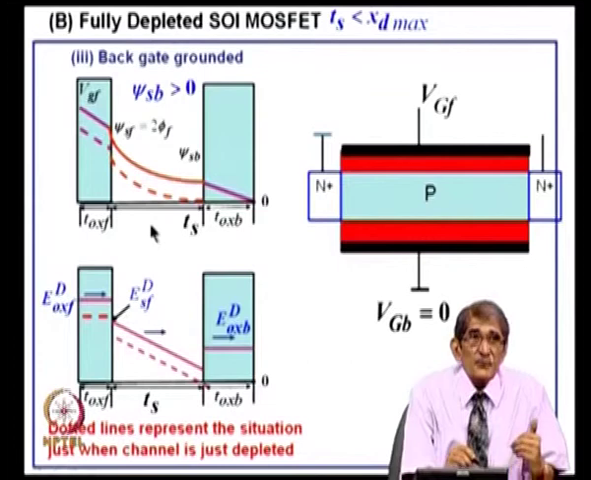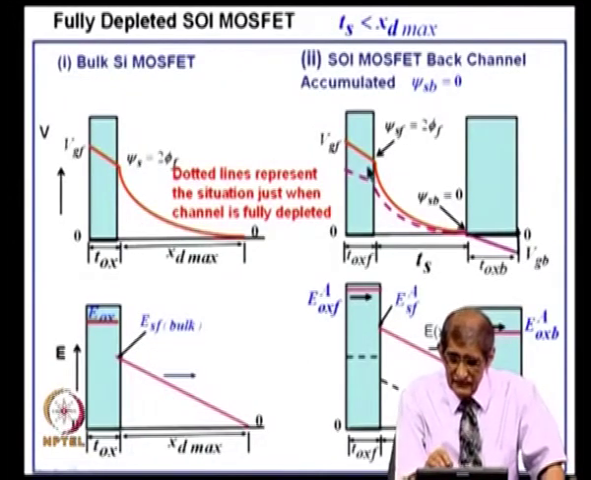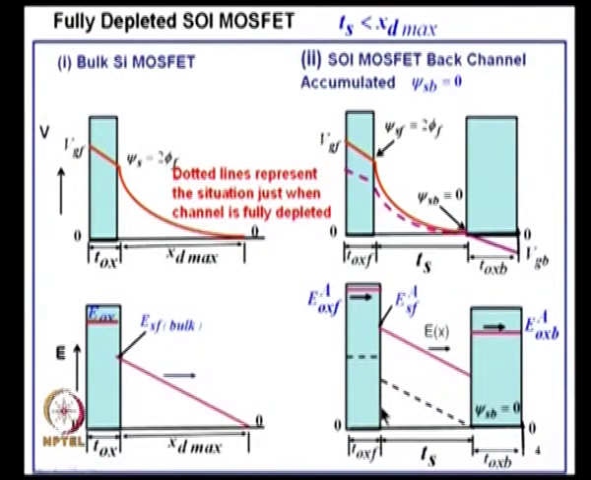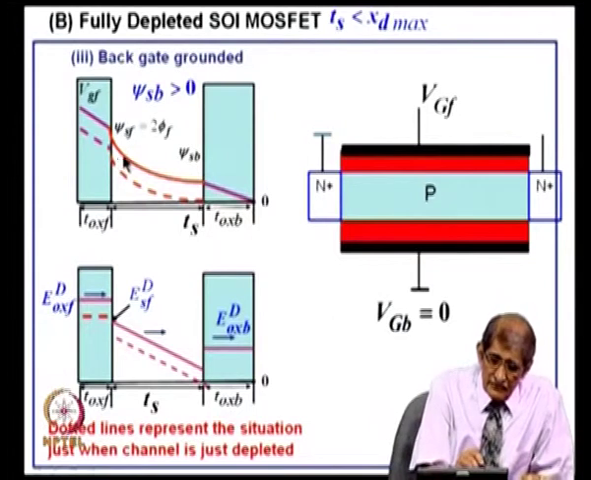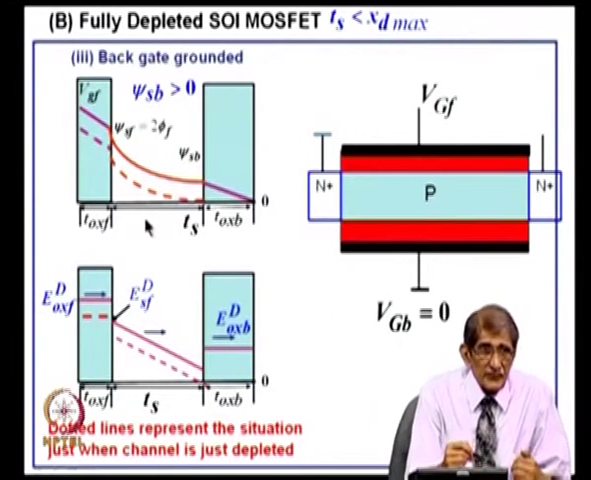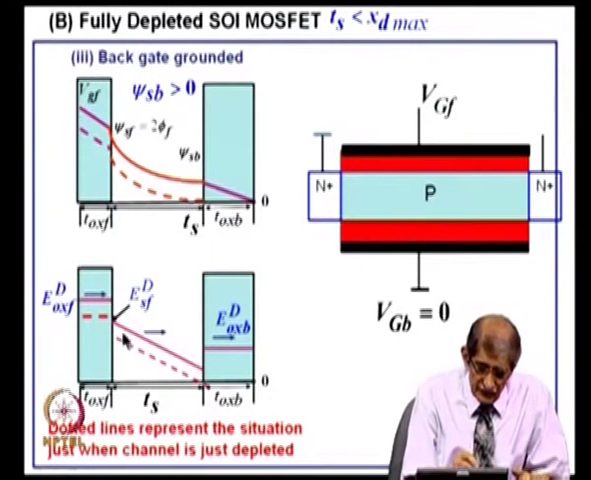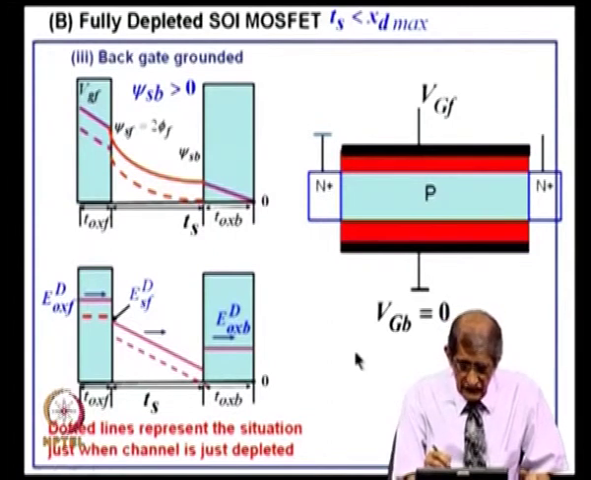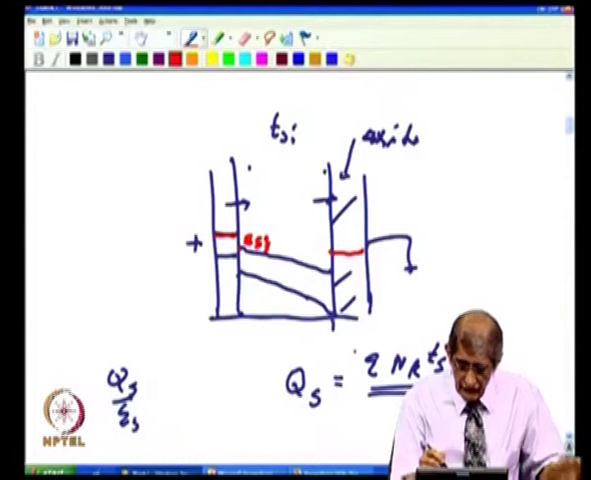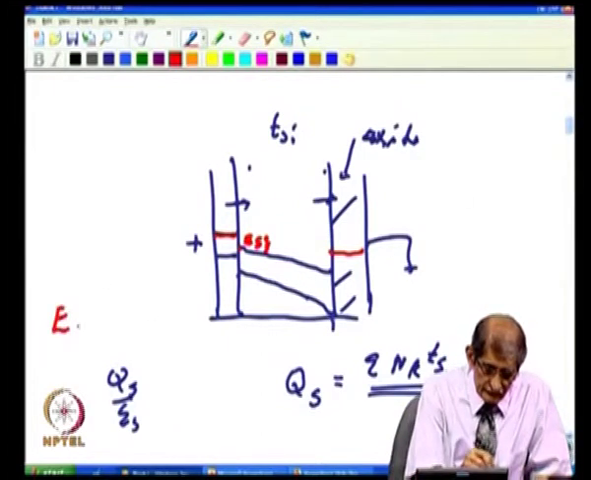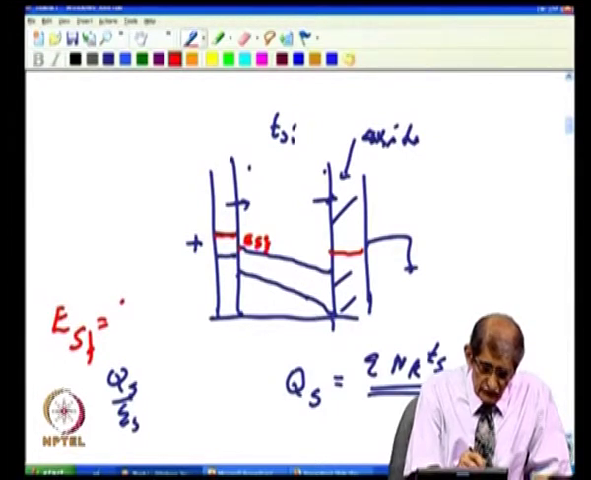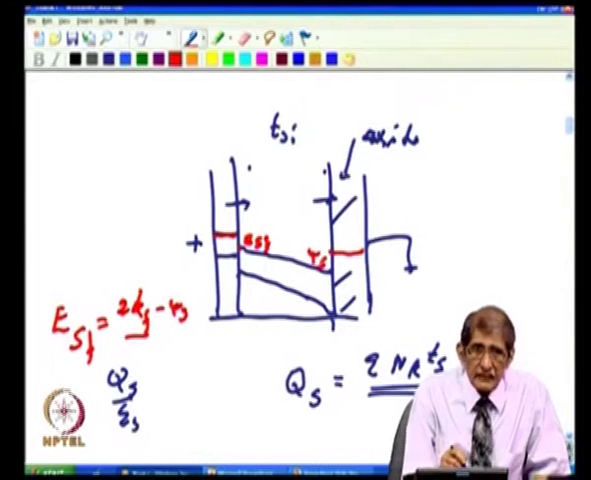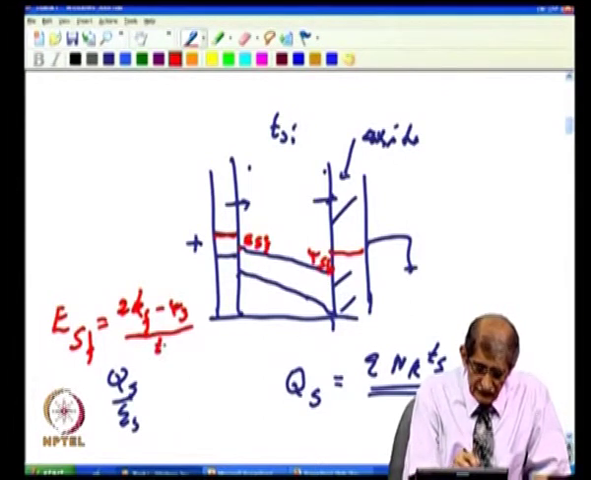You can see that that is smaller than what you got in the previous case. In the previous case, it was Psi SF minus 0 divided by T S, the average field. To that average field, you add half of this field, Q S by twice epsilon S. Okay. So, here twice Phi F minus some voltage divided by T of S will be a smaller average field compared to the back channel accumulated case. So, I want to find this average field plus half of this quantity. So, in this case also I will get ESF will be twice Phi F minus Psi SB divided by T of S, that is the average field.